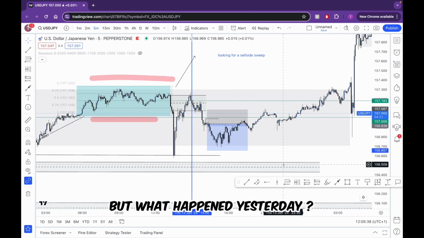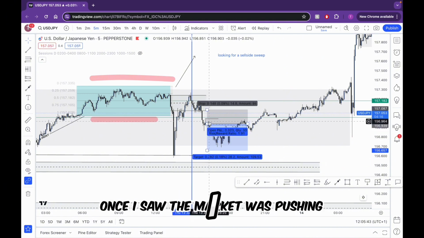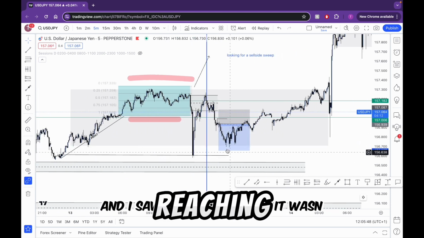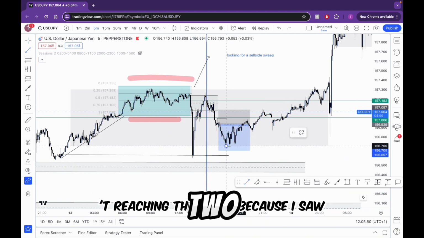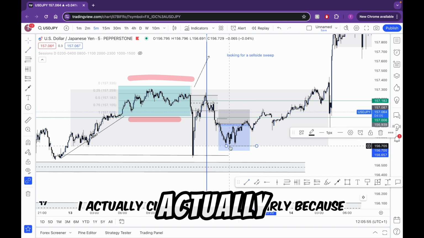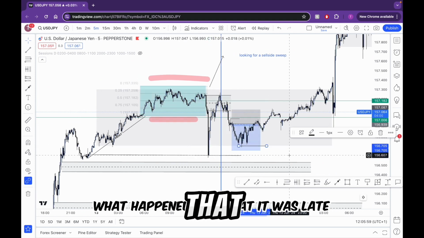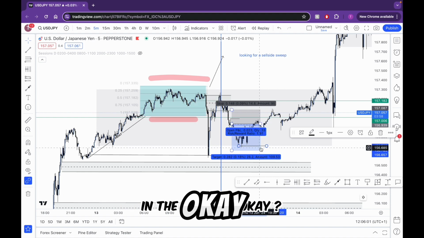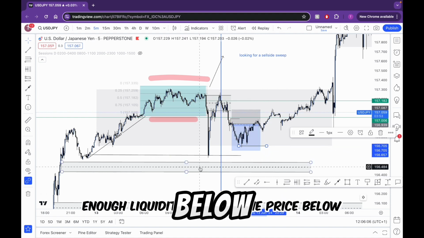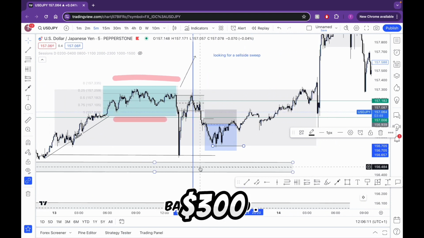Okay, but what happened yesterday? I actually closed my trade early because once I saw the market was pushing down, and I saw that essentially it wasn't reaching this level, because once I saw these two taps over here around the 70 mark, I closed my trade early, because it was late in the evening, and I wasn't sure that there was enough liquidity to push the price below these levels. So what did I do? I just closed my trade and I banked $300.